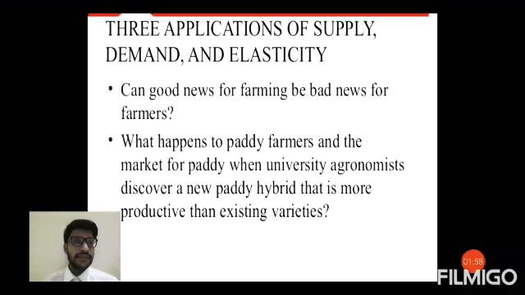Here are three applications of demand, supply and elasticity. Can good news for farmers turn out to be bad news? Suppose economists at a university discover a new hybrid of wheat that produces more output and more varieties.